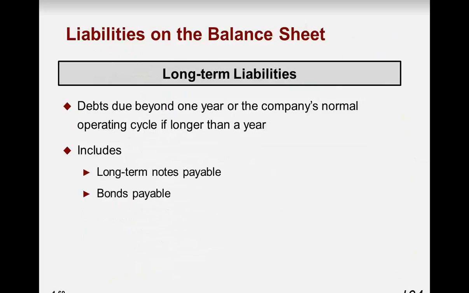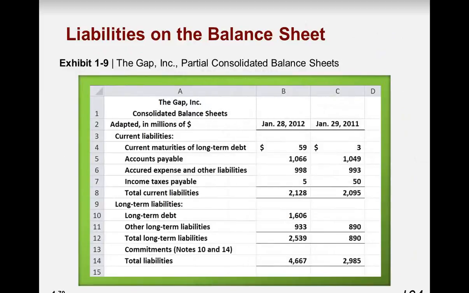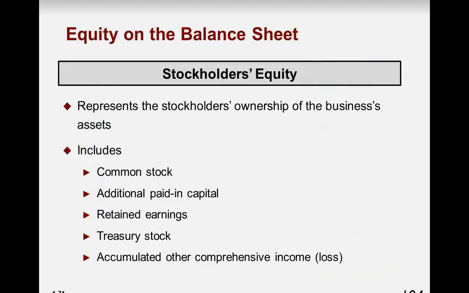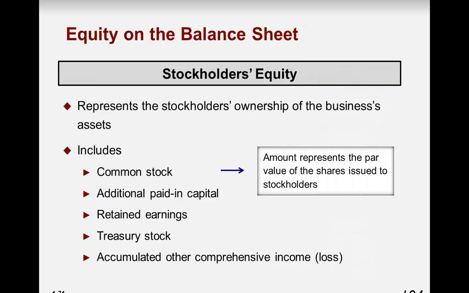As I flip through my slides, and our long-term liabilities, things such as mortgages or a note that we've signed to last longer than a year. Our stockholders' equity: common stock, paid-in capital, retained earnings, treasury stock, accumulated other comprehensive income or loss.